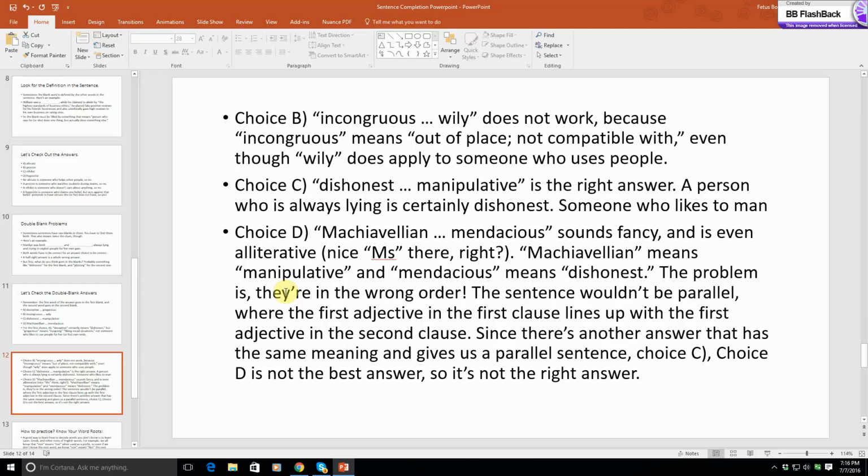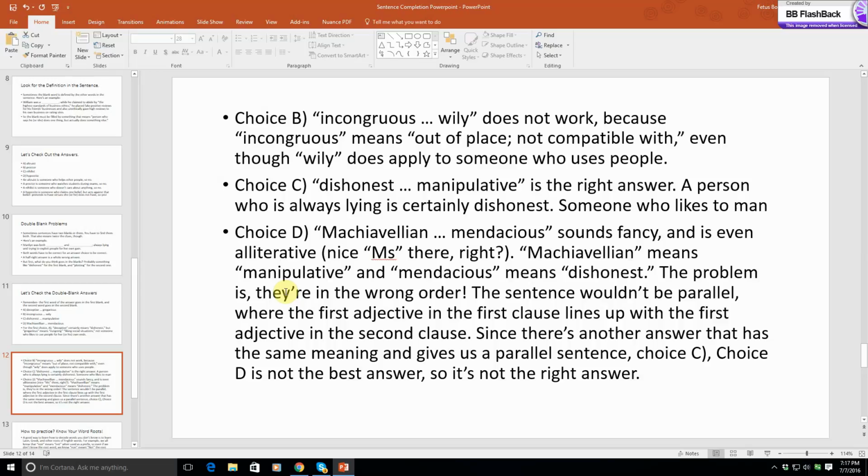I mean, we could have them in one order in the first clause and another order in the second clause. It's absolutely true, but the sentence wouldn't be parallel, where the first adjective in the first clause lines up with the first adjective in the second clause, and the second adjective in the first clause lines up with the second adjective in the second clause. So since there's another answer that has the same meaning and gives us a parallel sentence, which is choice C, choice D is not the best answer, so it's not the right answer.